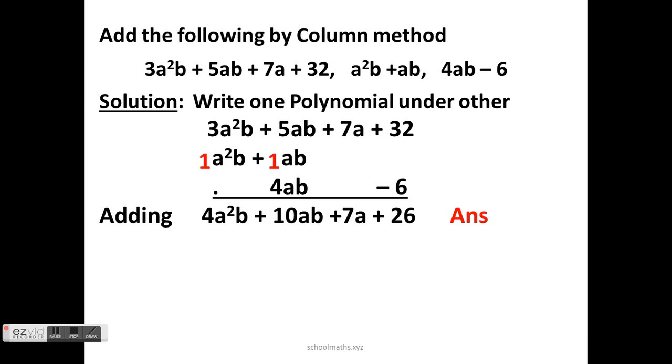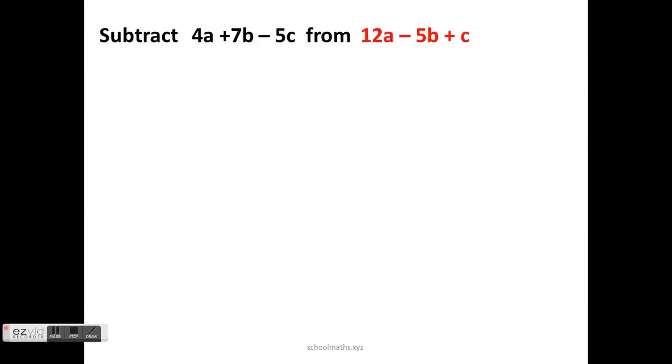Now we will add. 3 a square b plus 1 a square b, 4 a square b. In the case of ab, 5 plus 4 plus 1, 10 ab. 7a as it is, it comes 32 minus 6, 26. When you are writing the terms, write the like terms.